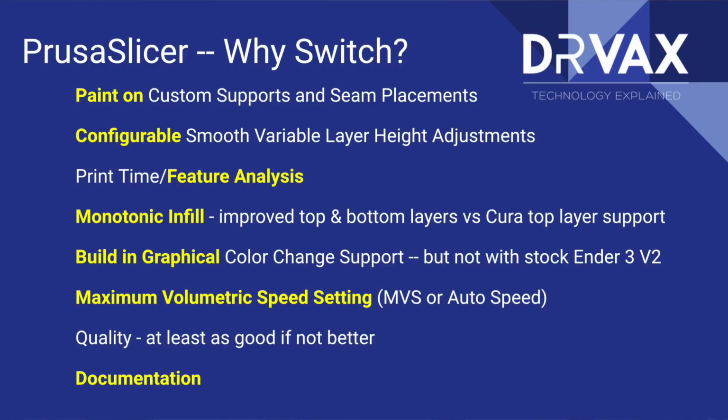For many printers that support the Marlin M600 feature, Prusa might have the easiest to use filament change implementation that I've seen. MVS, or maximum volumetric speed, is a very interesting experimental advanced concept that we'll cover in some detail because I think it's going to overall change 3D printing. And then we have to talk about quality. And one of the things that you do get with a Prusa machine is great documentation.